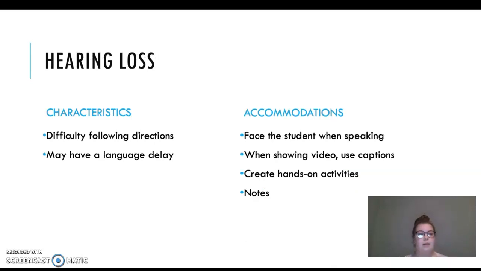Hearing loss. Some characteristics include difficulty following directions, may have a language delay, and just have a hard time hearing. To accommodate this student, I would face the student when speaking so that they can lip read. If I was showing a video, I would use captions, I would create hands-on activities, and I would have what we went over every day typed up in notes so I could give this to the student.